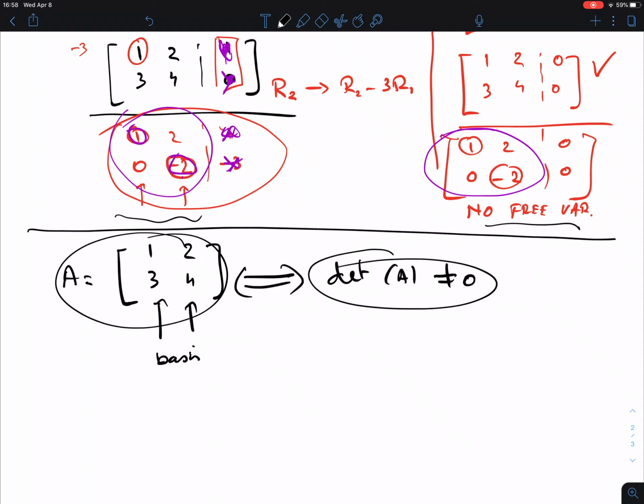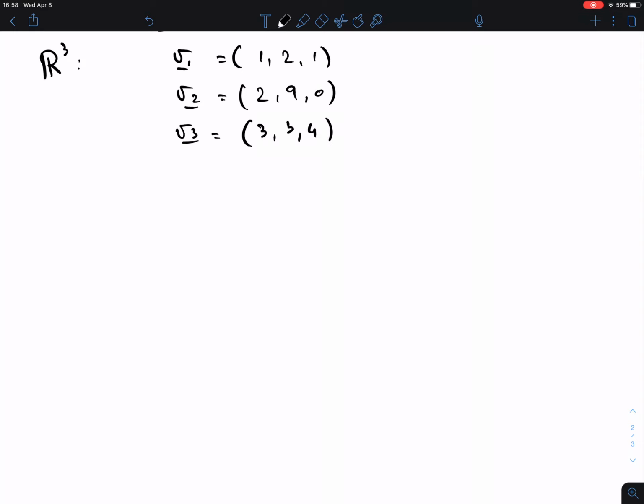So let me give an example now in dimension 3. And we're not going to do the long way. Now we have this shortcut. So let's ask the question here. From now on, that's how we're going to do these things. So here are my three vectors. V1 is the vector 1, 2, 1. V2 is the vector 2, 9, 0. And V3 is the vector 3, 3, 4. So the question is, is this a basis?